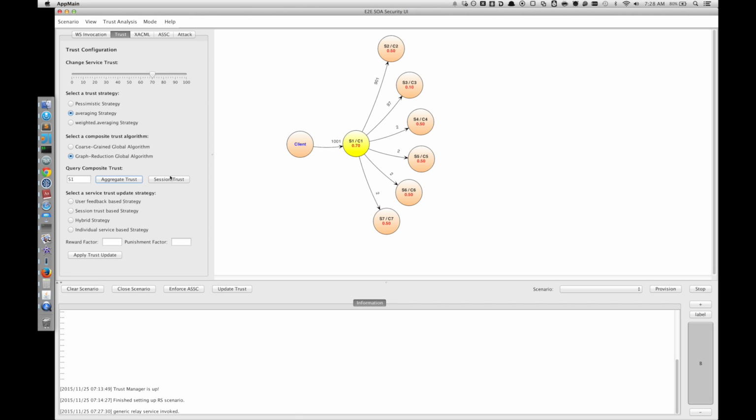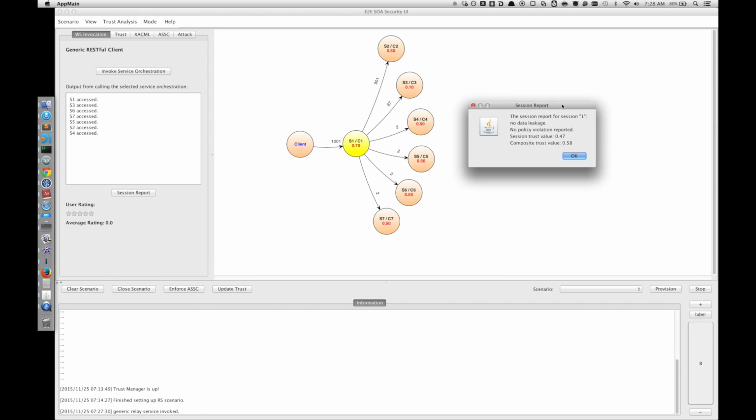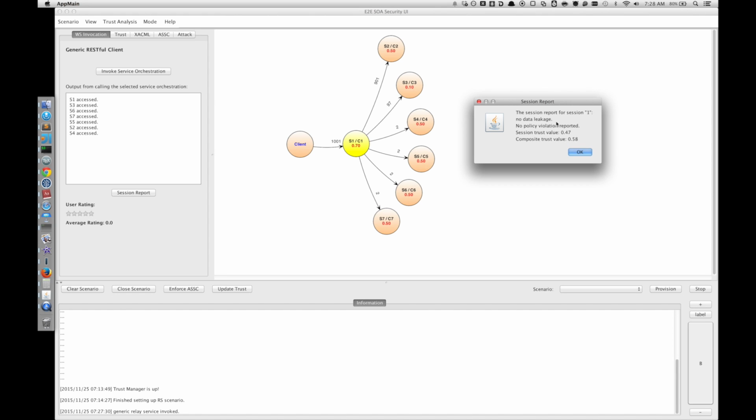The session trust is used for the session report, which will be given to the user, which says, for example, here, no data leakage has happened, no policy has been violated, and the session trust is 0.47, and the composite trust is 0.58.